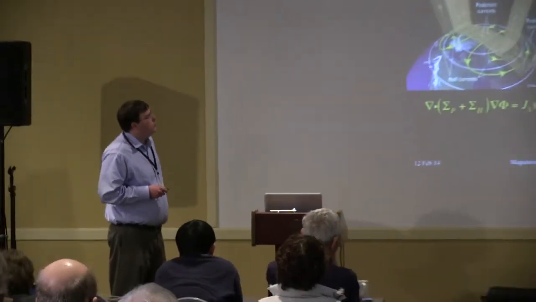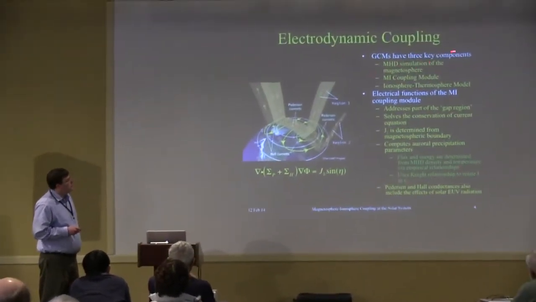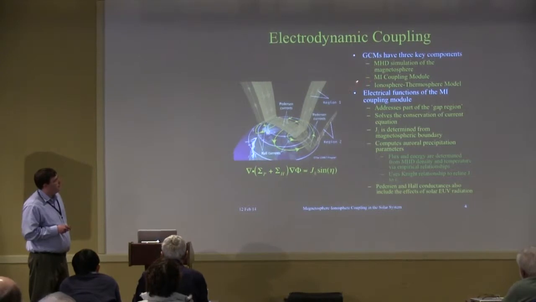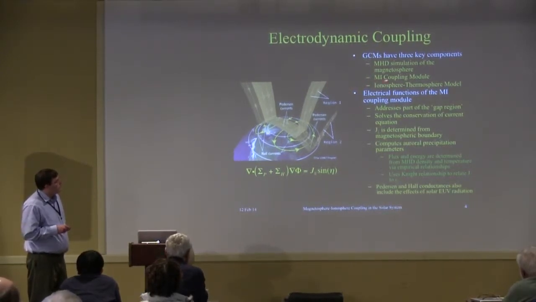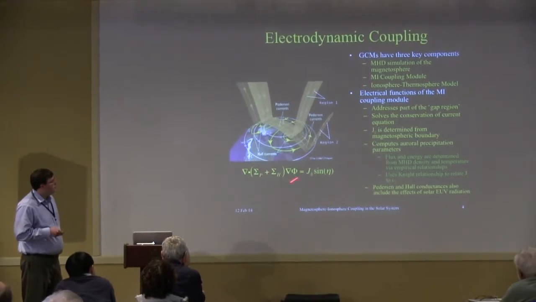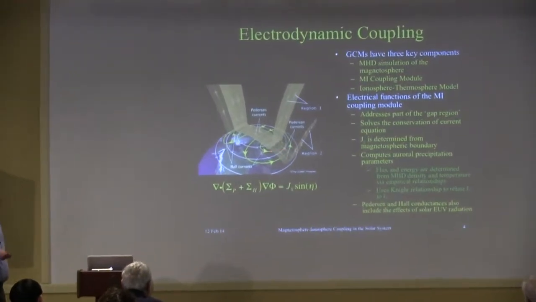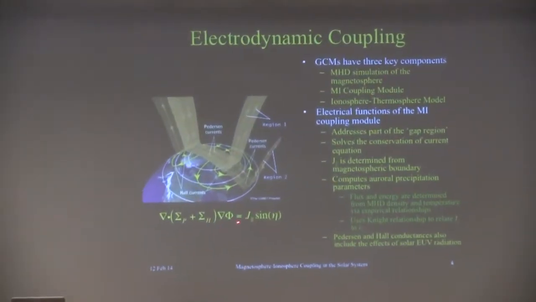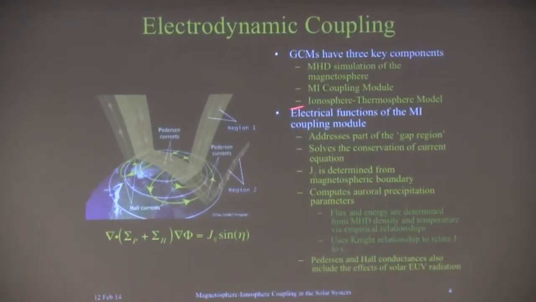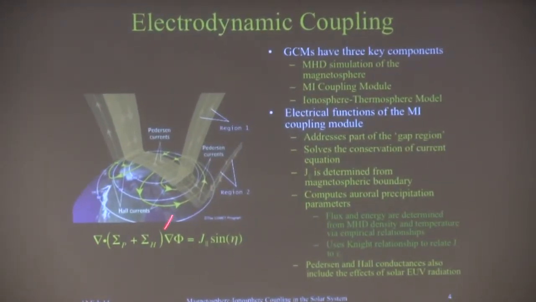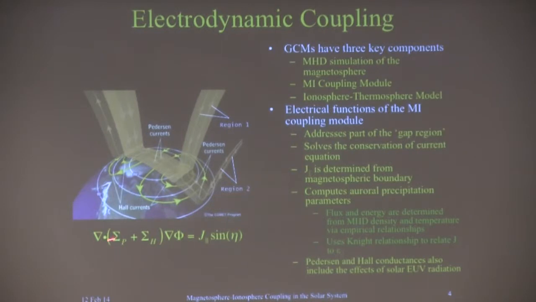So just a review of electrodynamic coupling. A GCM will consist of three main components: an MHD simulation of the magnetosphere, a magnetosphere-ionosphere coupling module, and an IT model. And this coupling module's core function is to solve an elliptic equation for the ionospheric potential given the field-aligned currents coming in. And it also has to deal with precipitation inputs to come up with these ionospheric conductivities somehow.